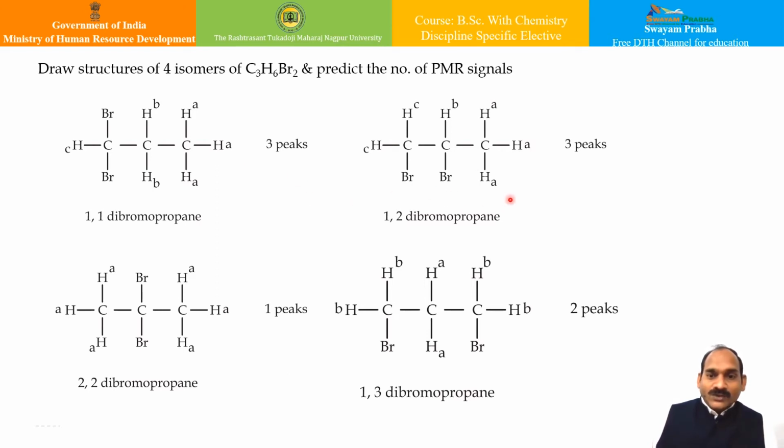Whereas for 1,2-dibromopropane, there will be A kind of protons, B kind of protons, and these are the C kind of protons. So there will also be 3 peaks. Likewise, for 2,2-dibromopropane, you will get only 1 peak, because the environment is going to remain the same everywhere. And for 1,3-dibromopropane, you will get 2 peaks, because all the protons will be differentiated into 2 different environments.